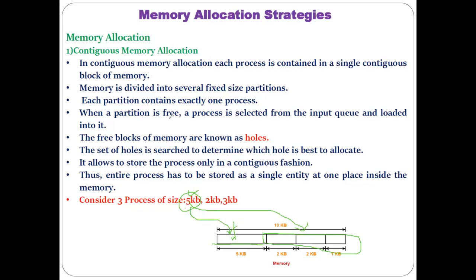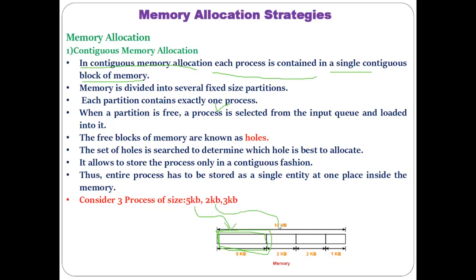Only one partition will contain only one process. That is the main characteristic of contiguous memory allocation. You cannot break this 5 KB process into three parts and allocate memory to these three parts as one part 2 KB, another part 2 KB and another part 1 KB. If you allocate memory using contiguous memory allocation, it can be allocated in the continuous way only, meaning one partition contains exactly one process. As I said, each process is contained in a single contiguous block of memory. So this 5 KB is a single contiguous block of memory, and that is the reason this 5 KB process can be allocated here easily.